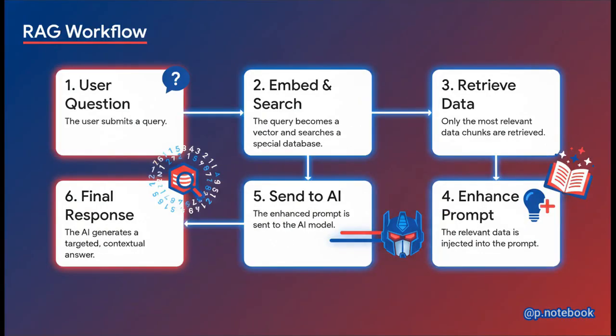RAG. Now, this is where things get a bit more sophisticated. It takes the user's question, but instead of grabbing everything, it first sends the question to an embedding model. This model's job is to turn the question into a special mathematical code that captures its meaning. It then uses that code to search a special vector database to find and pull out only the most relevant snippets of data to add to the prompt.